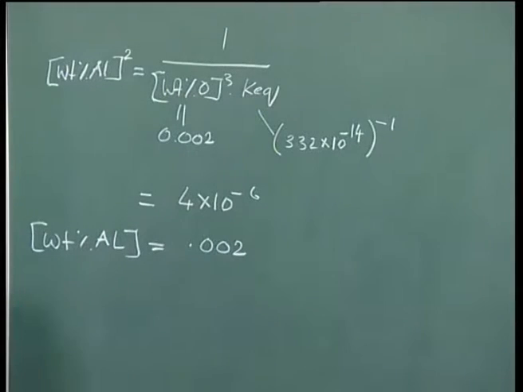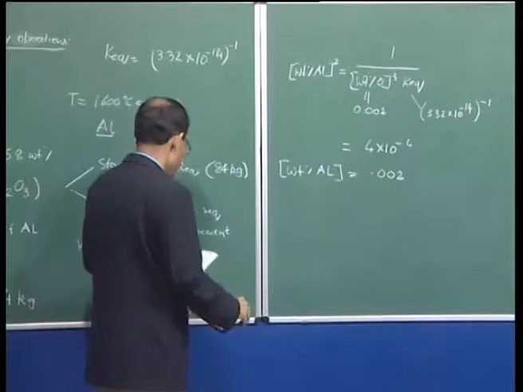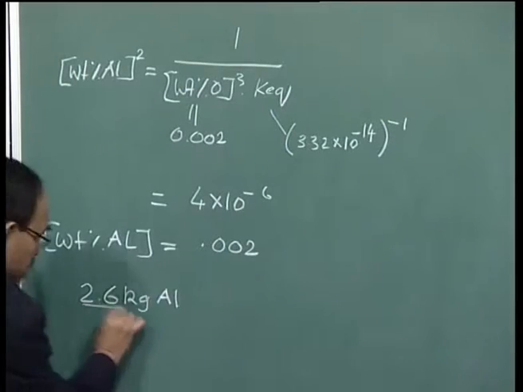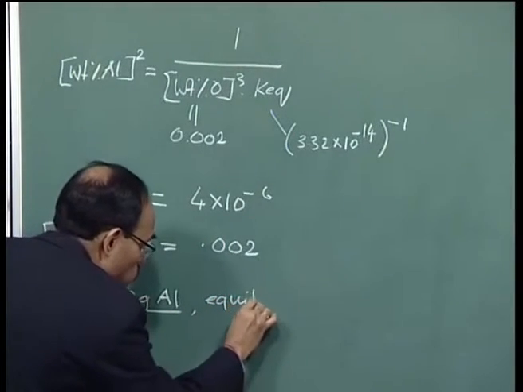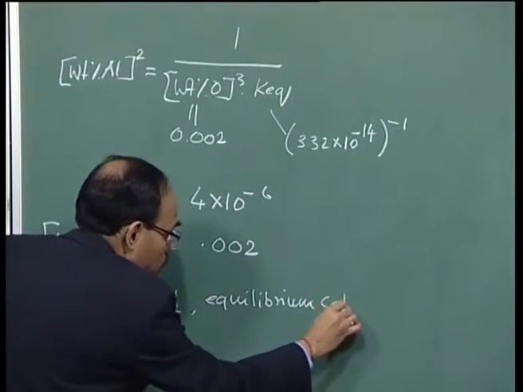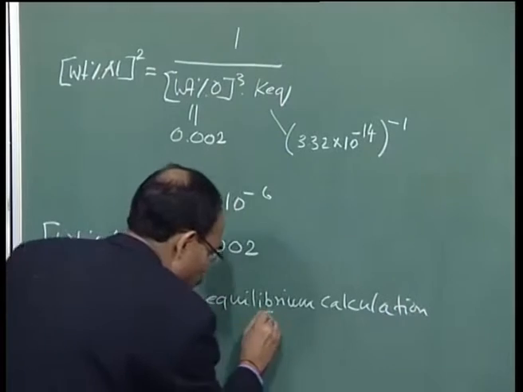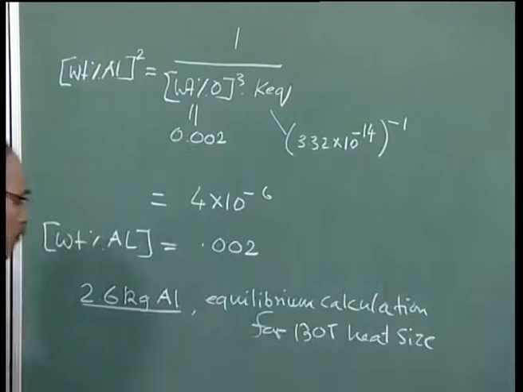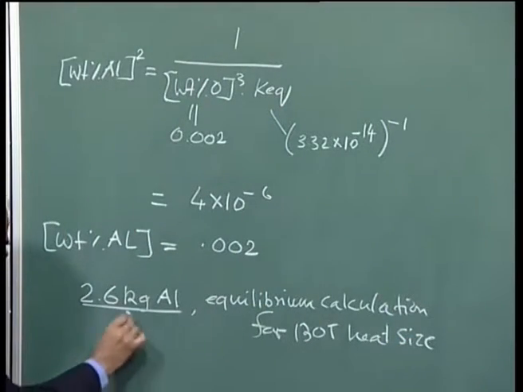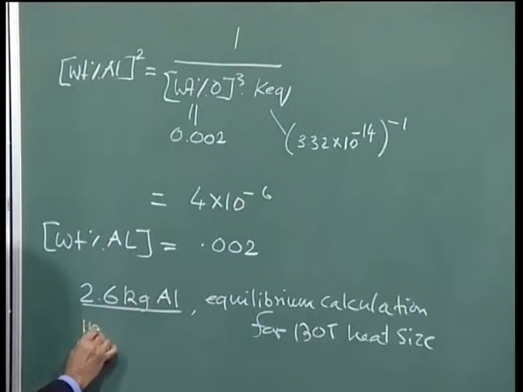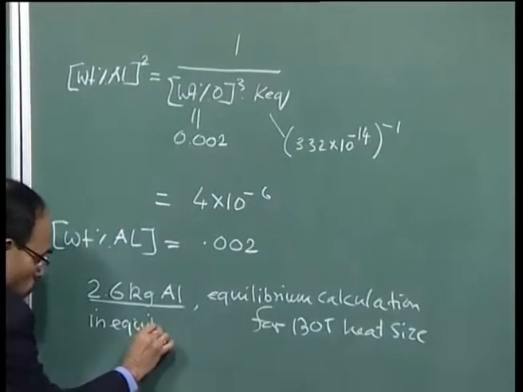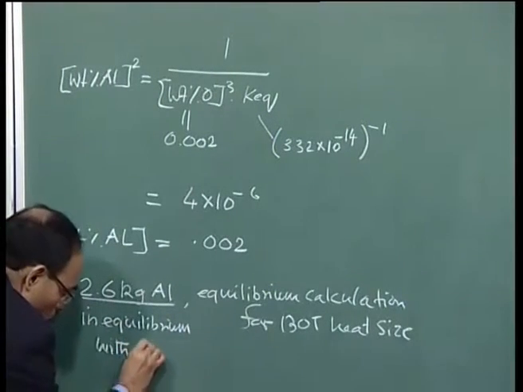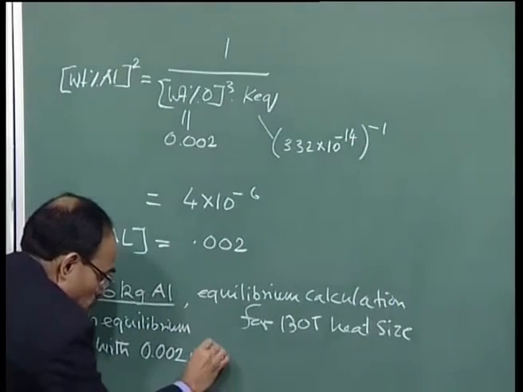This tells me that thermodynamically about 2.6 kg of aluminum is needed as far as the equilibrium calculation for a 130 ton heat size, and this is the aluminum in equilibrium with 0.002 weight percentage oxygen.